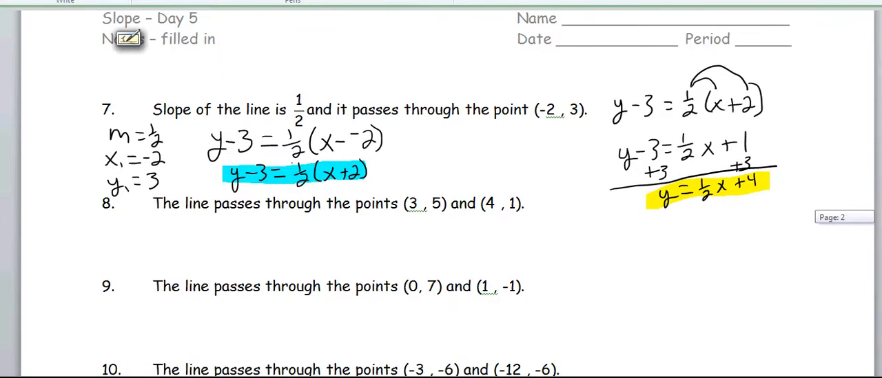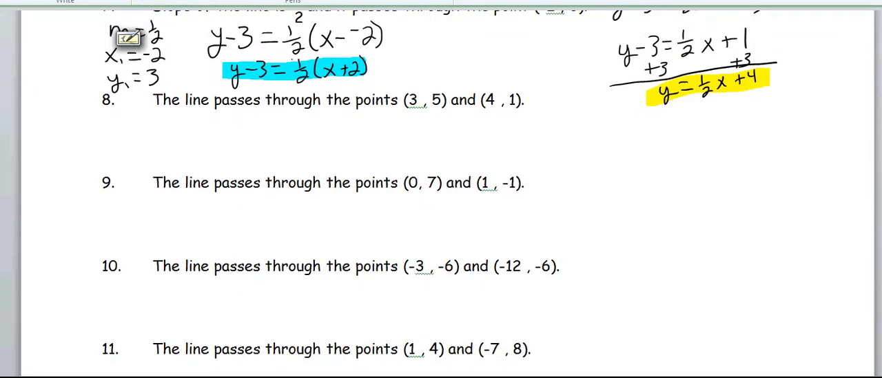Alright, number 8. Number 8 is going to have us figure out what our slope is first. So I need to use my slope formula, y2 minus y1 over x2 minus x1. I end up with 1 minus 5 over 4 minus 3 equals negative 4 over 1, which equals negative 4. That's my slope. Now it doesn't matter which one of these points I use. It does not matter which one of those points I use. So I will use this one.